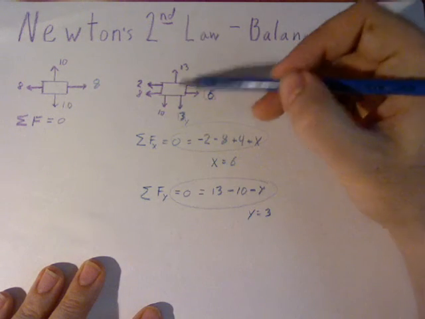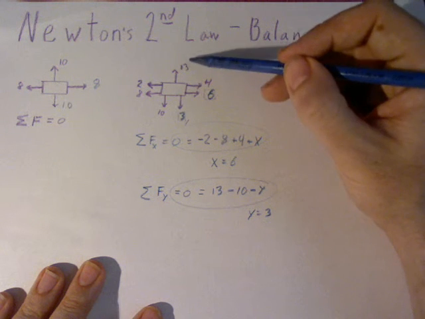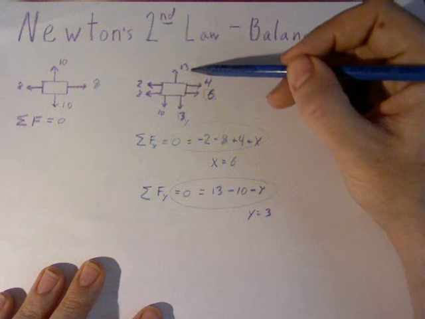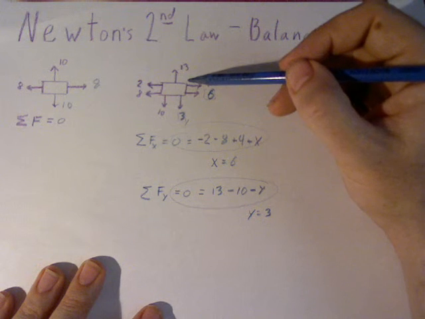So we have 13 up and 10 and 3 going down. 10 plus 3 equals 13 equals 13. The total amount of force going down and the total amount of force going up are equal. So there's no acceleration up or down.